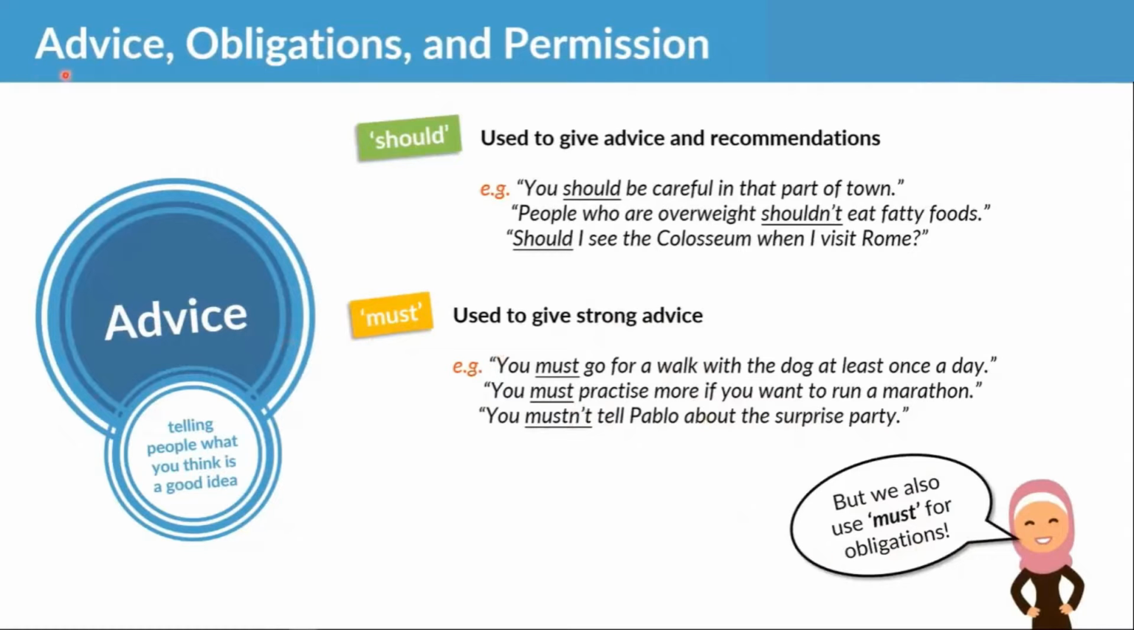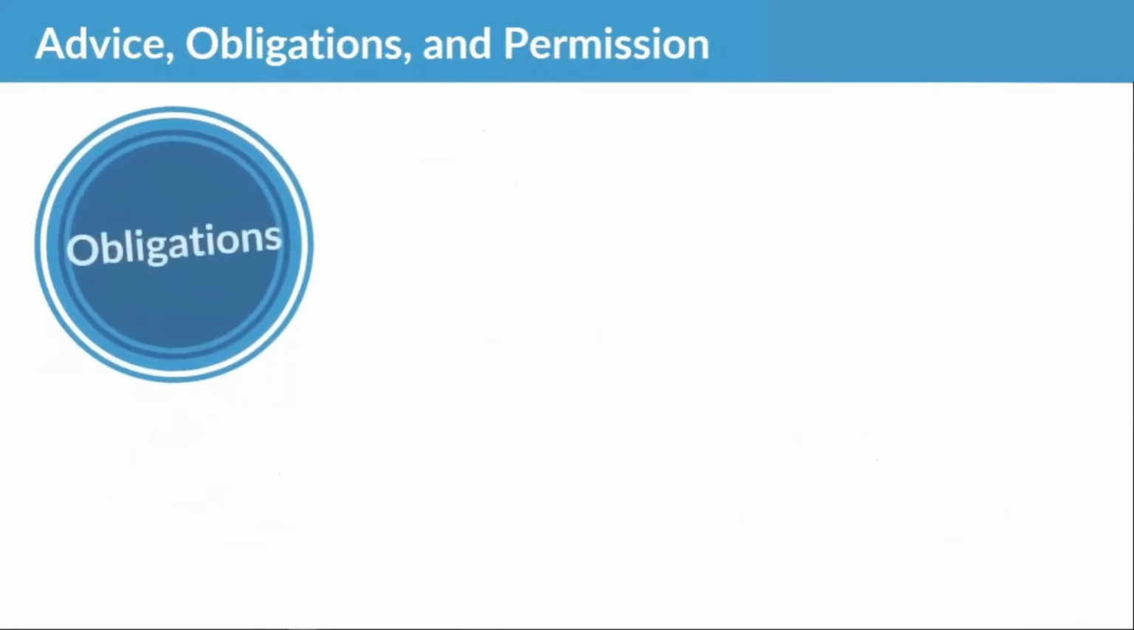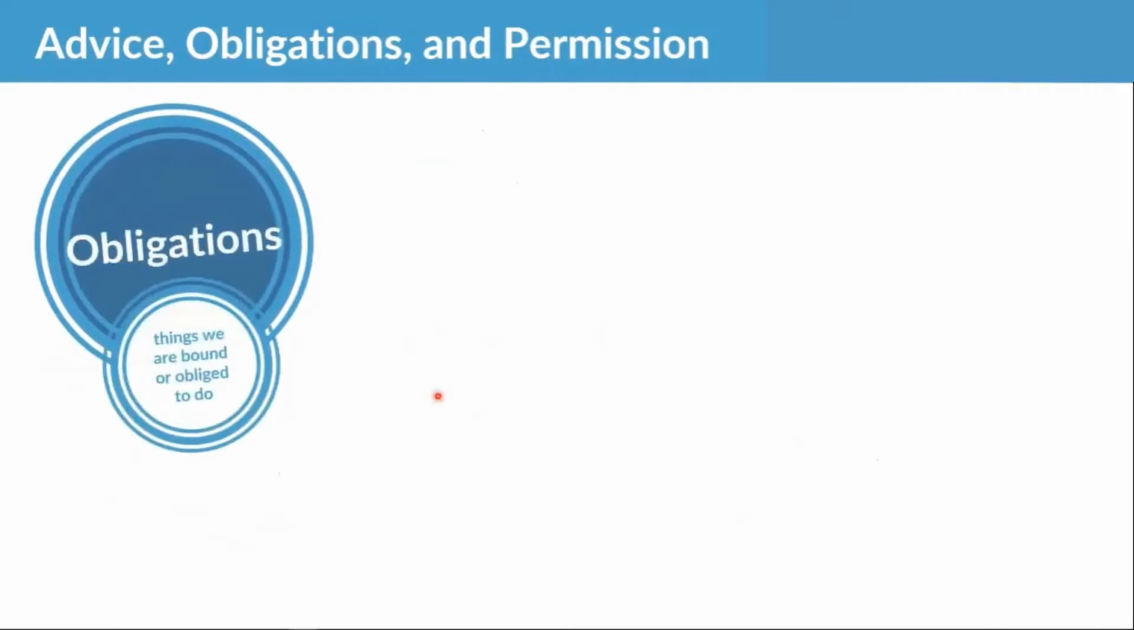We use must for advice, but we can also use it for obligations. Obligations are things we are bound or obliged to do. Now, that might be hard to understand. Things we are bound or obliged to do. What does that mean? For example, you are obliged to look after your children. That's what we mean by an obligation, okay? Once you have a child, you are bound to them. You are obliged to look after them.